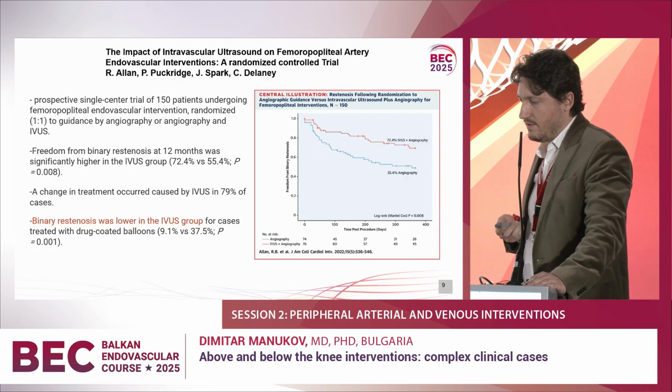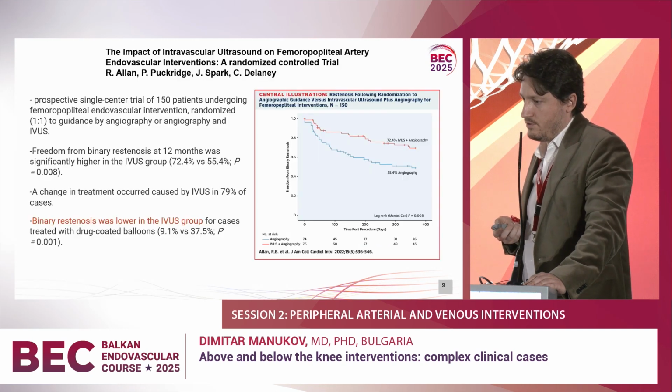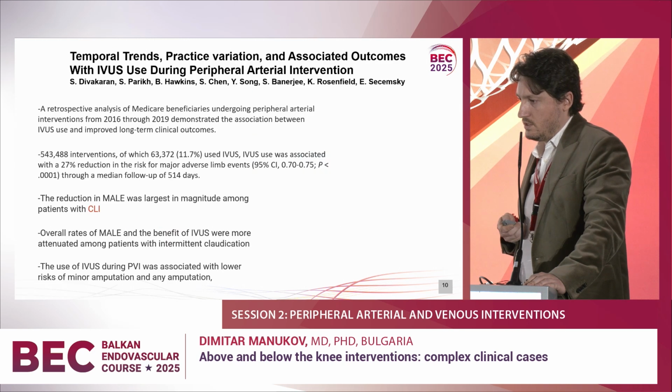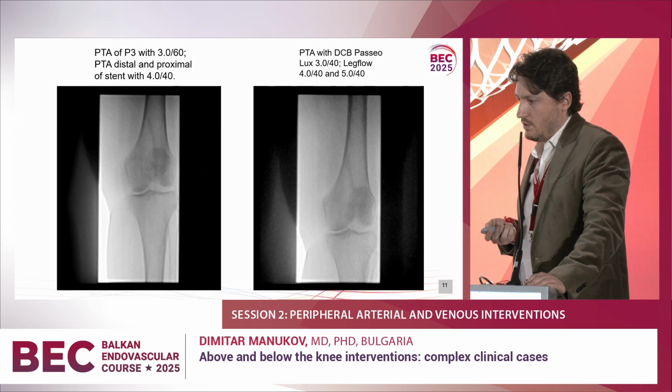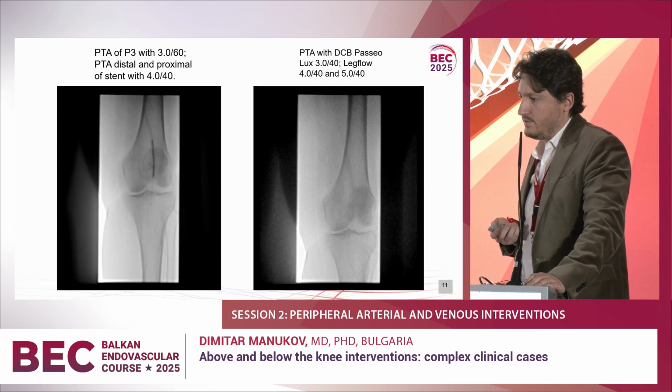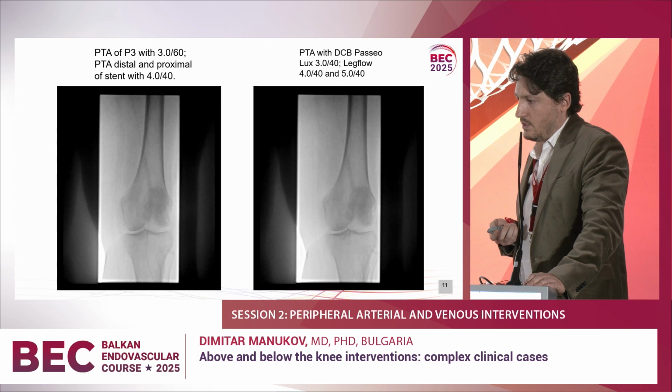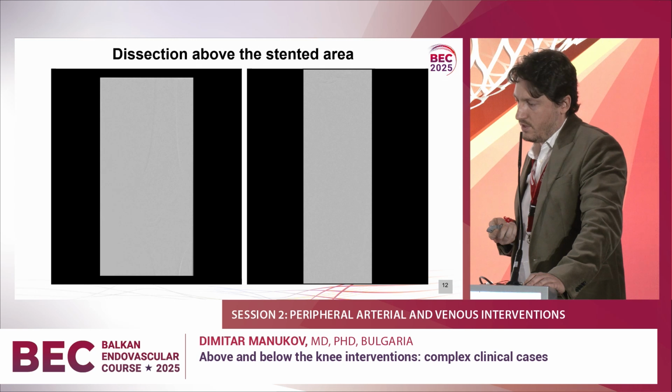So the idea was to perform IVUS and actually to reduce the binary restenosis, as several studies have shown, by more than 20%, especially in people treated with drug-coated balloons. And this is exactly what we did in the patient. We performed some balloon dilatation with a 3.0 balloon, 4.0 balloon, just distal and proximal to the stent. And after that, with some prolonged inflations, we performed PTA with drug-coated balloons. Again, 3.0, 4.0, and 5.0 with about 2 minutes of inflation, as we usually do.